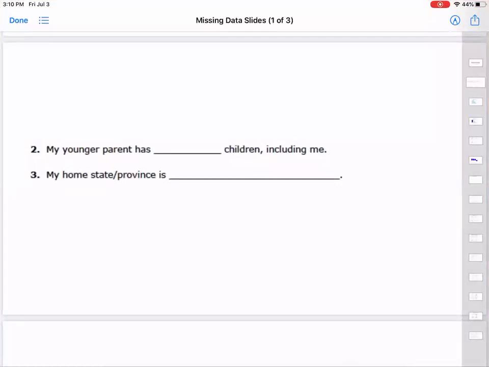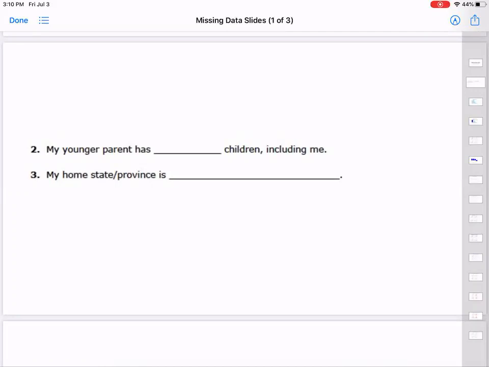As awkwardly worded as this first question is, it's a useful one. It's supposed to give us information about the number of kids in each person's family. Then there's another question, which is basically supposed to be, where are you from? What is your home state or province? Okay, so this is two questions among many. The idea was just to generate some data from the students in the class.